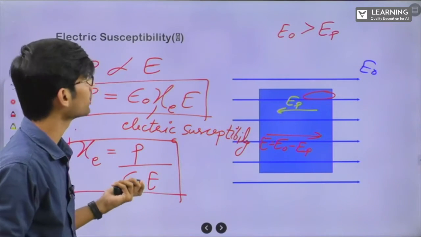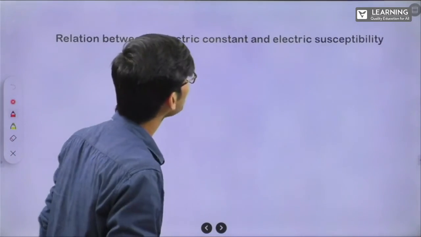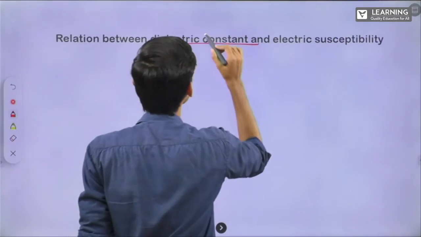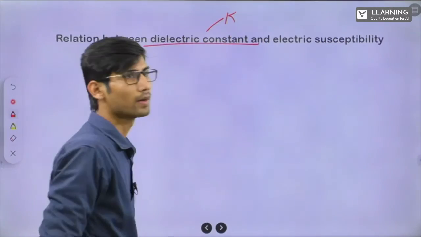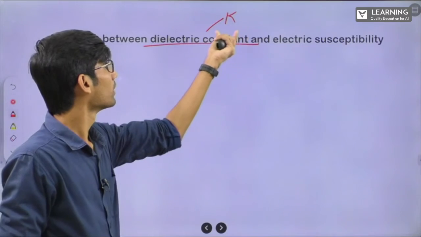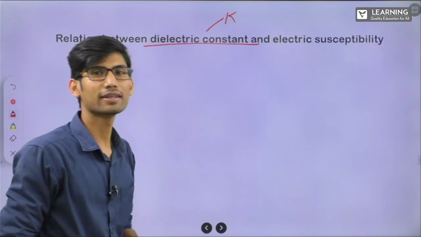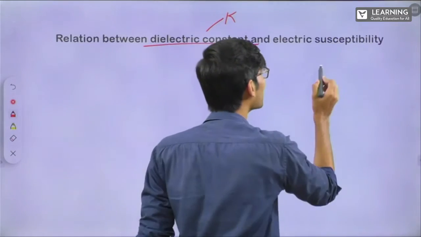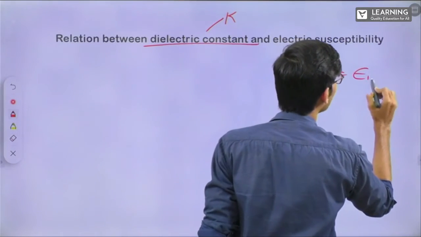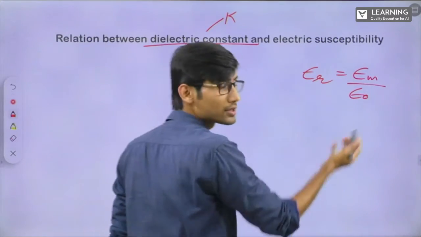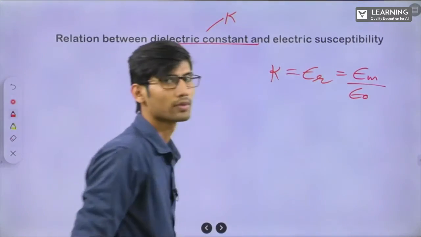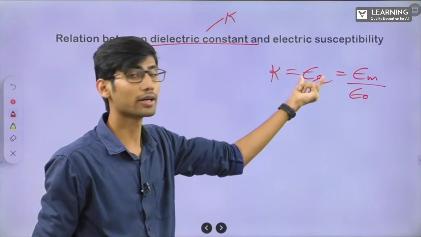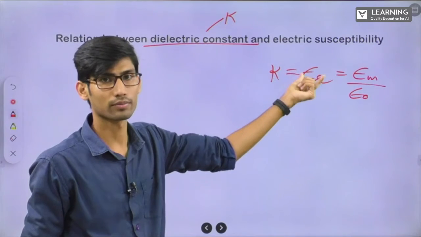Now let's see the relation between dielectric constant and electric susceptibility. What is dielectric constant? This is termed as K. This is basically relative permittivity. You have studied in first chapter, epsilon R. Relative permittivity is equal to epsilon of medium upon epsilon naught, correct? This is nothing but K only. It is nothing but dielectric constant. This was the relative permittivity of the medium, right?